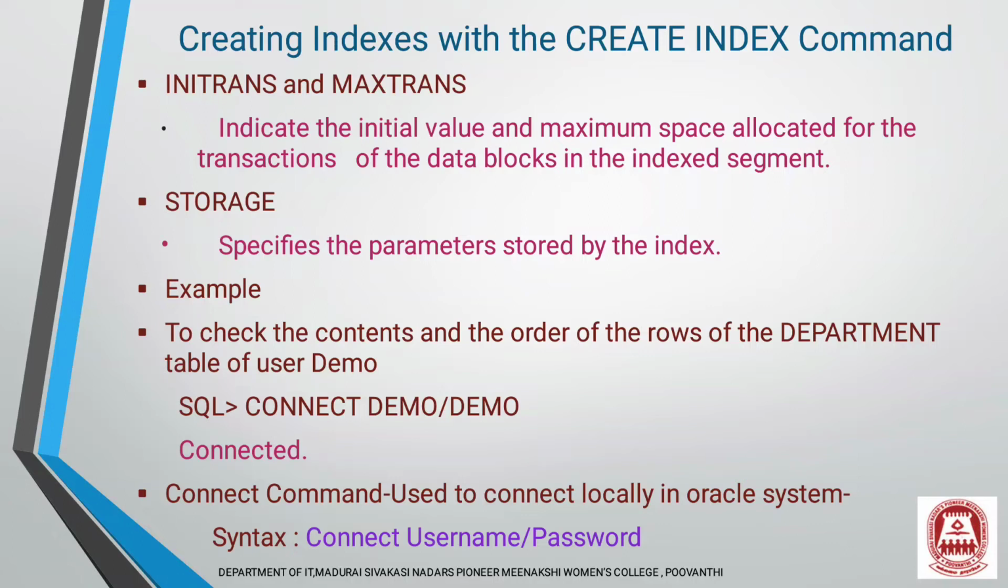The next attributes: initial transaction and maximum transaction. It indicates the initial value and a maximum space allocated for the transactions of the data block in the indexed segment. Storage specifies the parameters stored by the index.